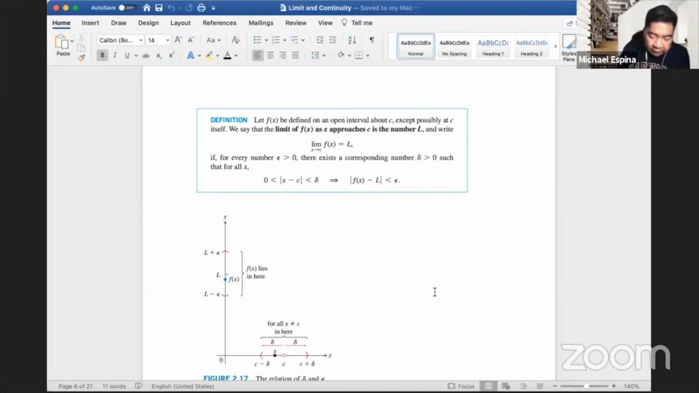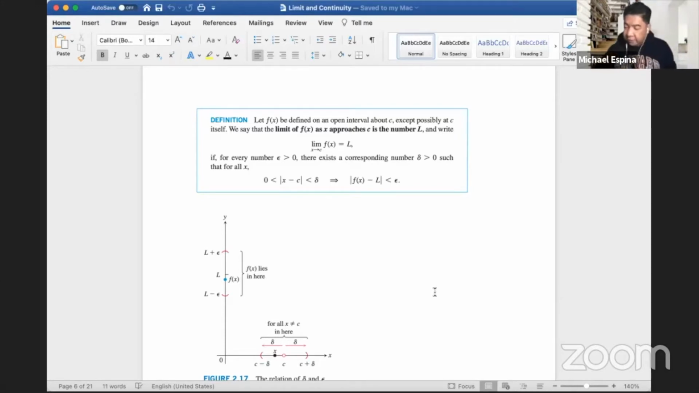So the limit of f of x is equal to L as x approaches c, if for every number epsilon greater than 0, there exists a corresponding number delta greater than 0, such that for all x, with absolute value of x minus c in between 0 and delta, there is also this value for epsilon, which is the absolute value of f of x minus L, which is less than epsilon.